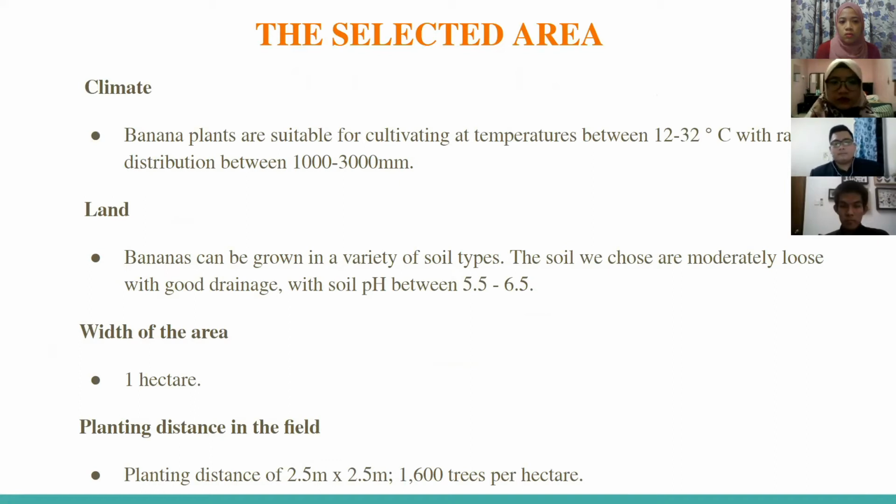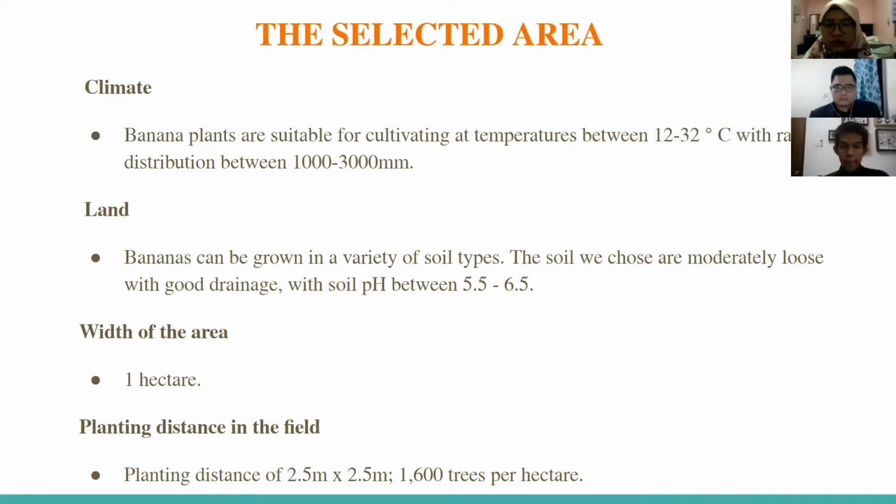I will continue. My part is the selected area. For the climate, banana plants are suitable for cultivating at temperature between 20 until 32 degrees Celsius, with rainfall distribution between 1,000 until 3,000 millimeters.